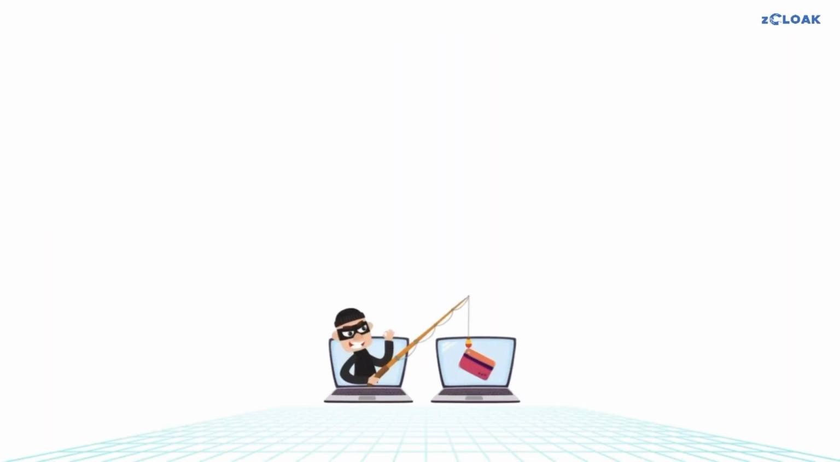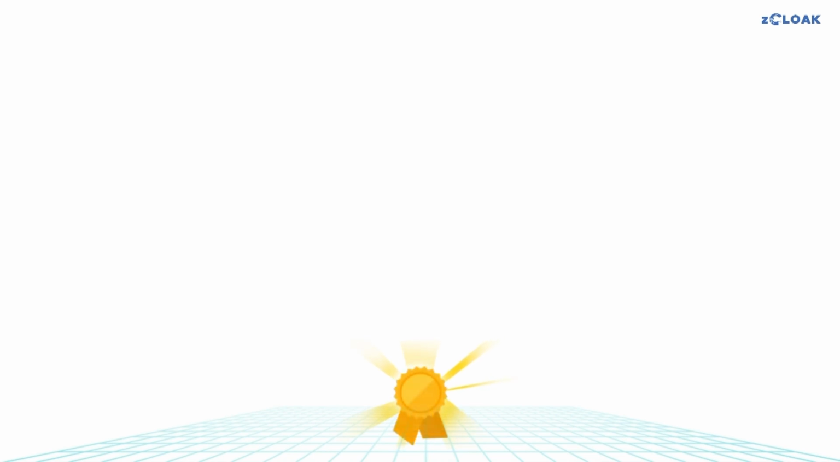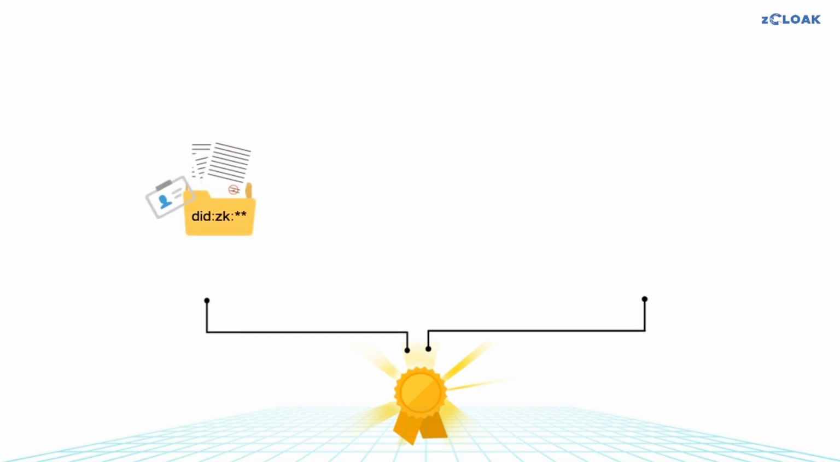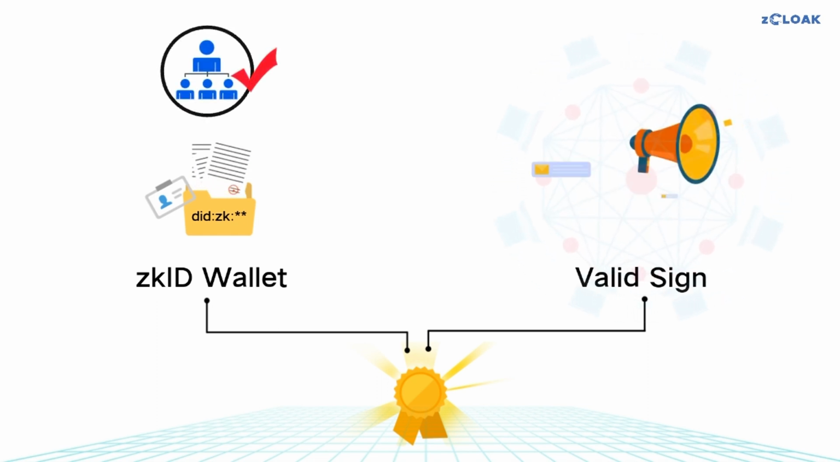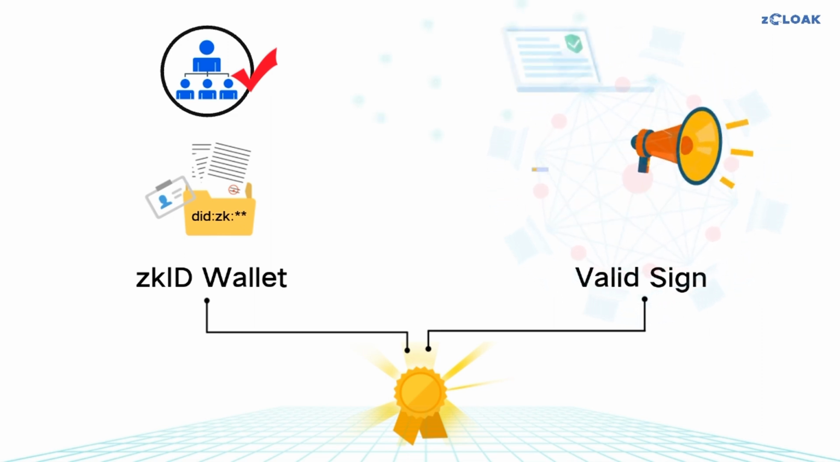Even in the event of a phishing incident, the organization can still maintain its reputation and help users put a stop to losses in time in the following two ways. Show verifiable credentials to the public through the zkID wallet to prove their official identity and address. Sign anti-fraud announcements and publish them on various platforms.